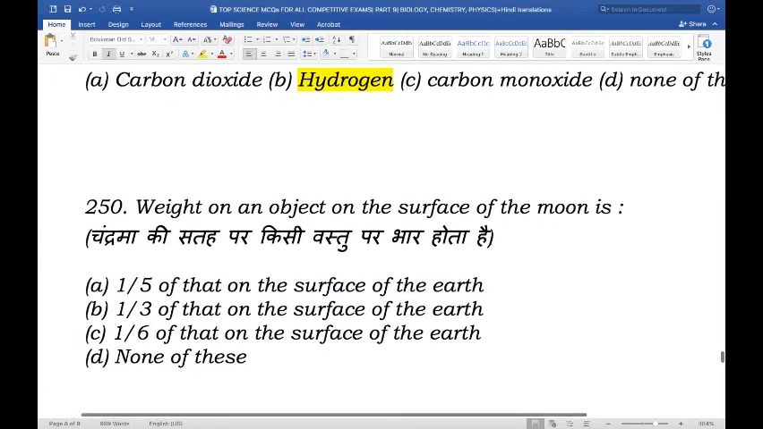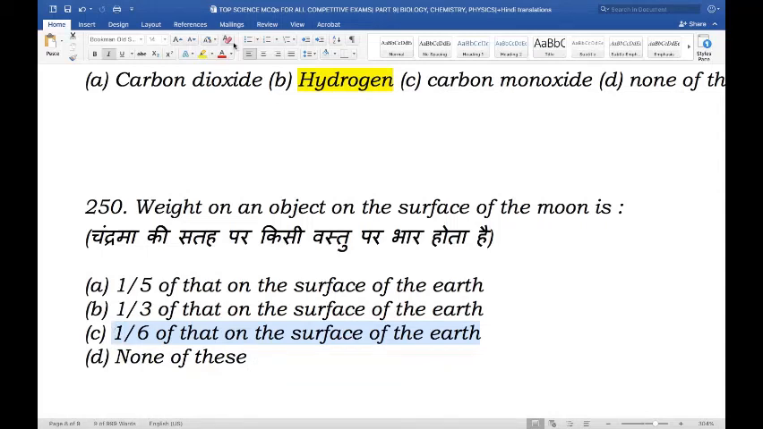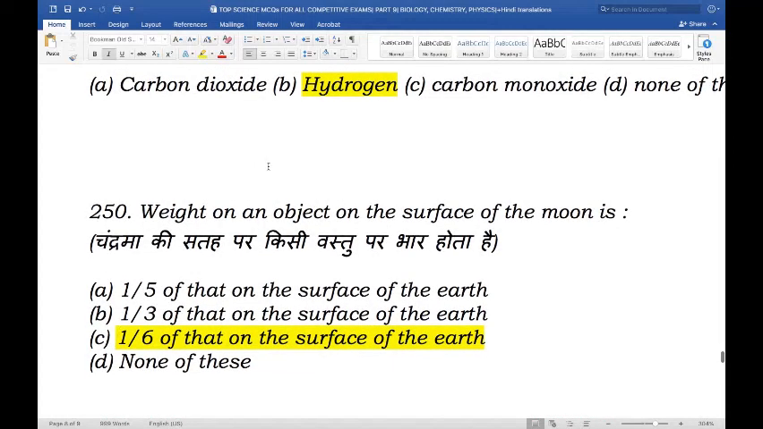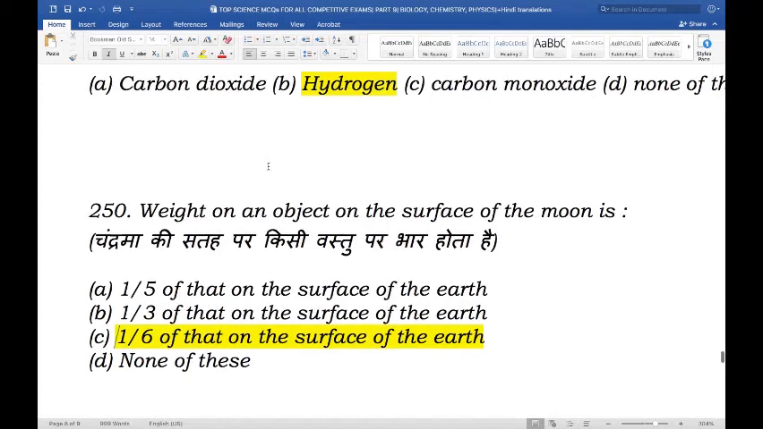Moving on to the last question of the day. Weight of an object on the surface of the moon is. I had mentioned this previously, so if you were listening carefully, you would know that the weight of an object on the surface of the moon is C. 1/6 of that on the surface of Earth. So let me repeat it again. Weight of an object is the gravitational force acting upon it. So gravitational force on moon is 1/6 compared to on Earth.